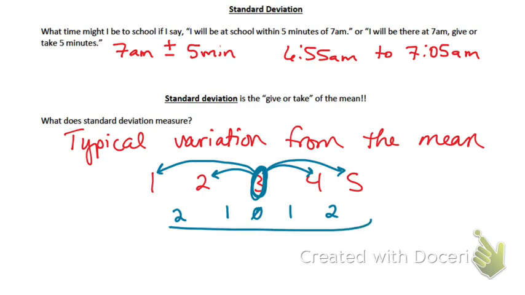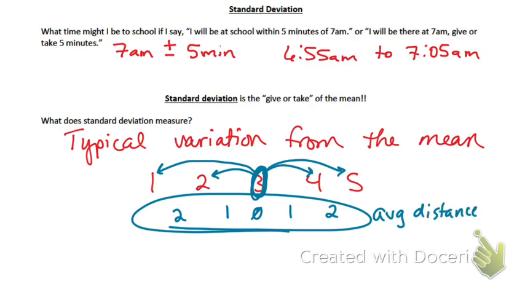If I average all of those distances, the average distance would be 2 plus 1 plus 1 plus 2. That's 2, 4, 6. 6 divided by 5. So that's 1.2. So there's an average distance of 1.2. So again, the average for the distribution is 3, but we have a little bit of wiggle room of what's considered average or normal, which is 1.2.